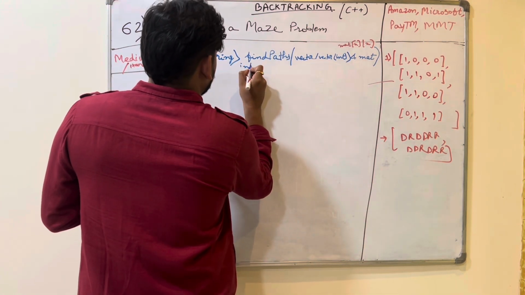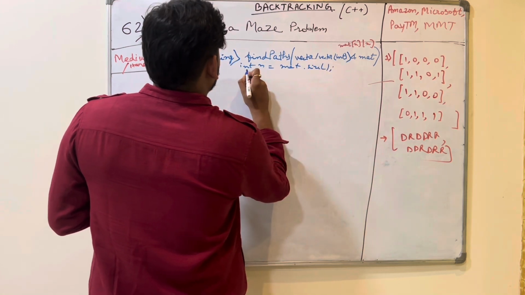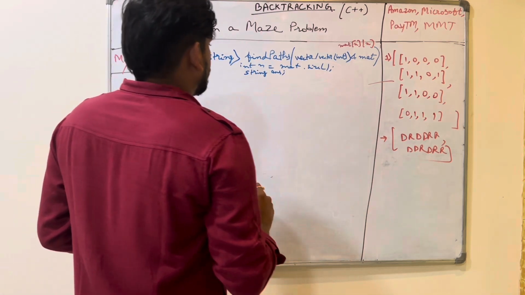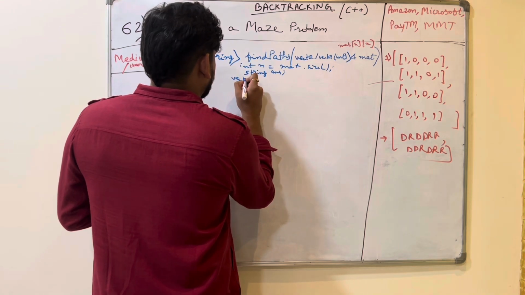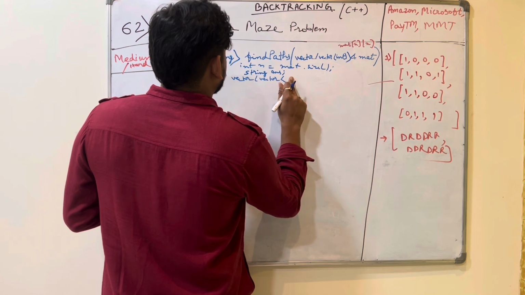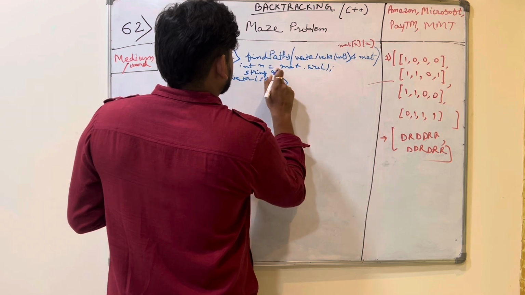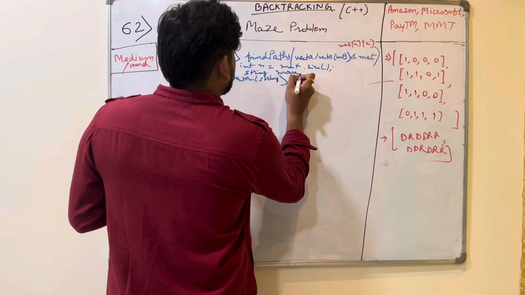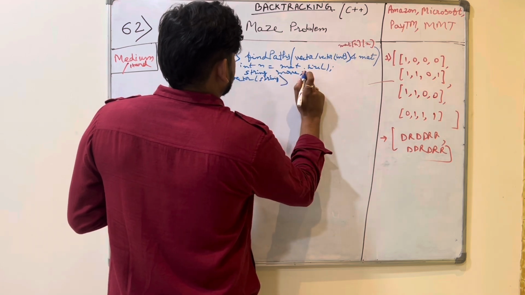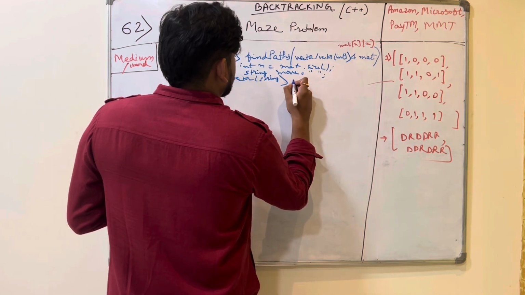So we have int n as matrix dot size. We have string answer. Now we will be returning a vector of string, not a vector of vector. So vector of string. Let's write string move, which is equal to empty, and it will be stored in the vector of string answer.